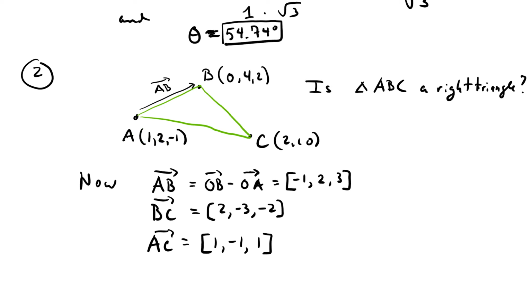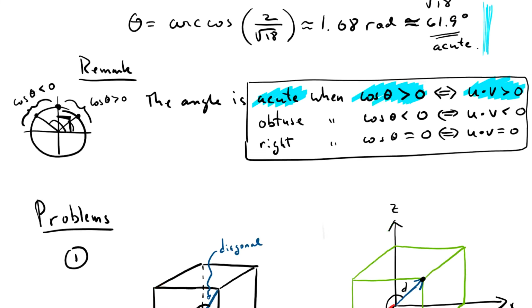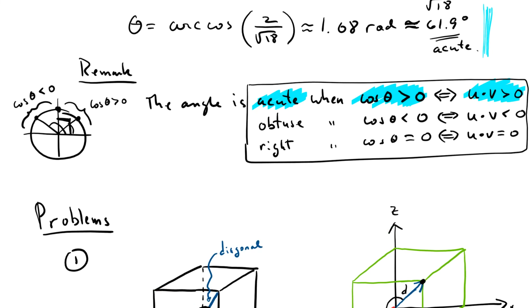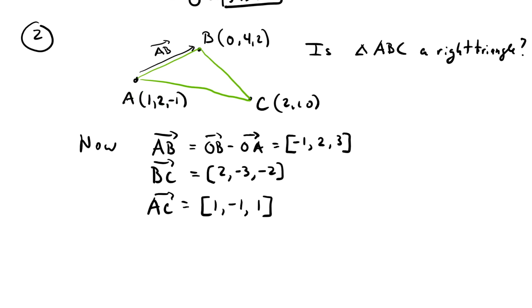So I want to figure out if it's a right triangle. So how do I do this? Now you might remember from a previous video that the dot product will tell us when we have a right angle. It's really here when the cosine is 0, when the dot product is equivalently 0, we've got a right triangle. So what I want to see is if the dot product between a pair of vectors here gives me a dot product which is 0.